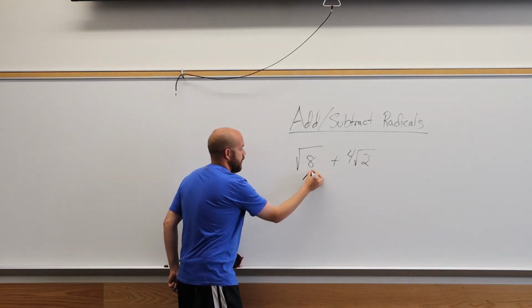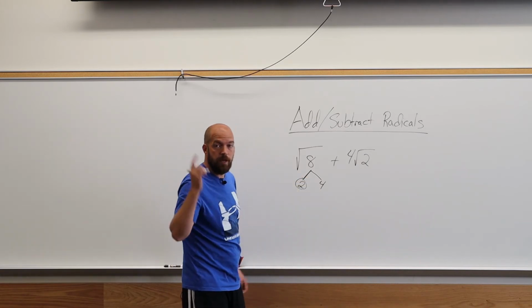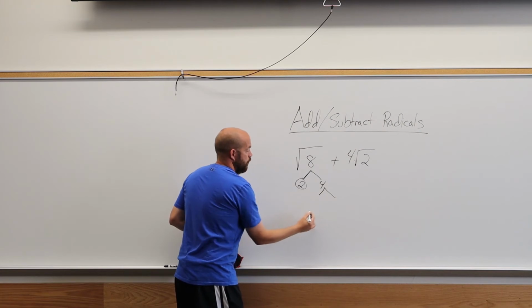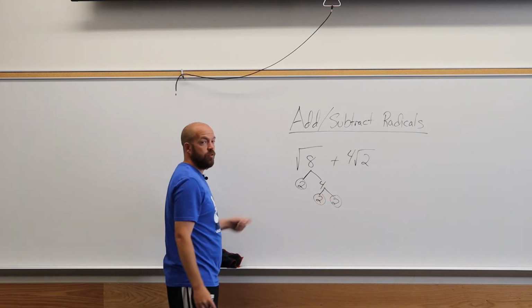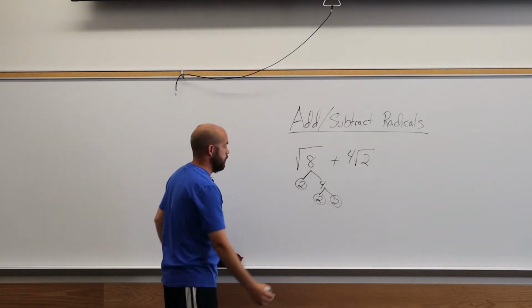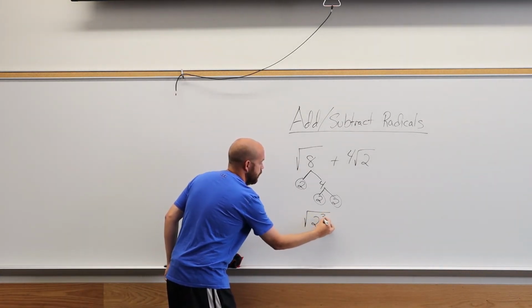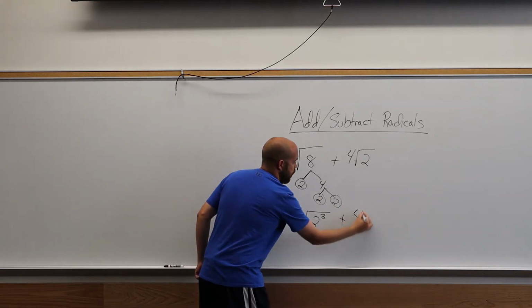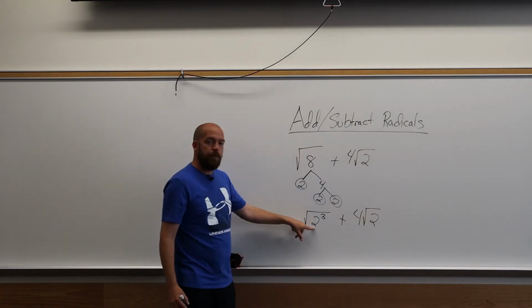If I was to break down the 8, this would be 2 times 4. If you've seen my other video, we kind of see how to break down radicals. 4 is really 2 times 2. So now I'm going to rewrite this whole entire problem. I've got the square root of 2 to the 3rd power, because there's 1, 2, 3 of them, plus 4 square roots of 2. Now, what happens with this 2 here?